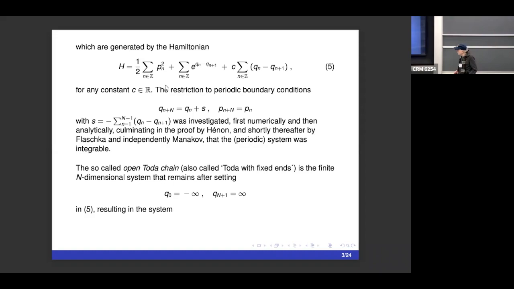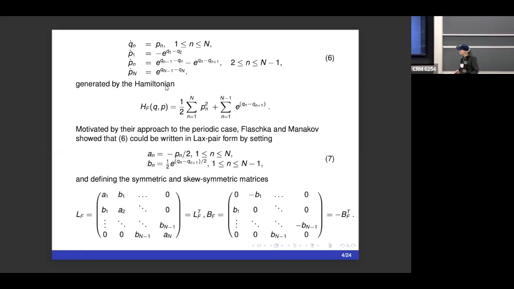The so-called open Toda chain, also called Toda with fixed ends, is the finite N-dimensional system that remains after fixing q_0 at minus infinity and q_{N+1} at plus infinity, so you get a system of degree capital N, and the equations look like 6, q_n dot equals p_n, and so on. These are the familiar open Toda equations, which are generated by the Hamiltonian H(q,p), which is familiar, I'm sure, to everybody here.